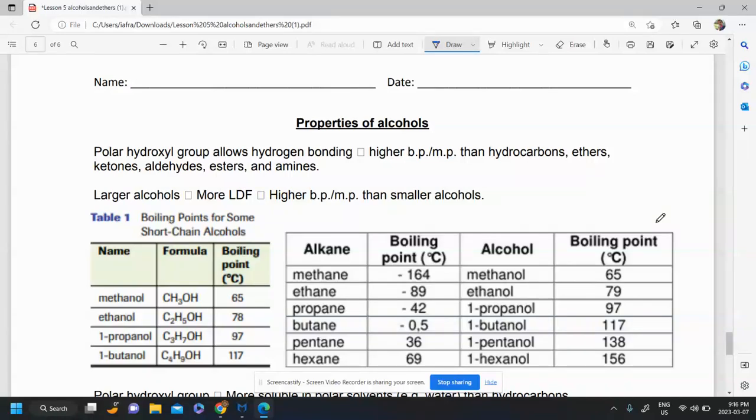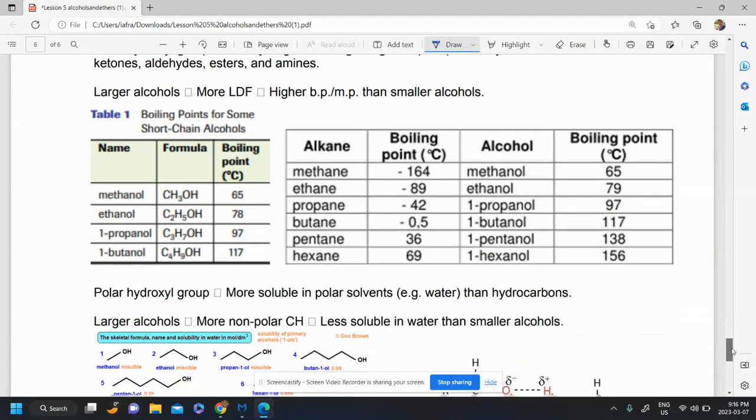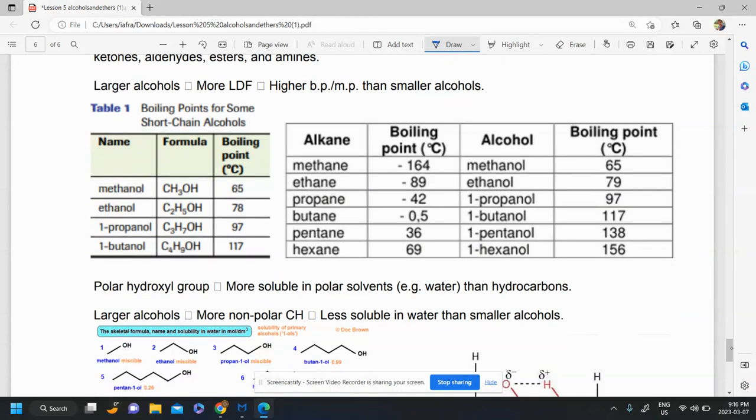In this video, we're going to do a quick overview of the properties of alcohols and ethers. So if you take a look at the data table over here, if you're comparing equivalent alkanes to alcohols, you'll notice that the alcohol always seems to have a higher boiling point. So ethane to ethanol, ethanol wins. Propane to propanol, propanol wins. Hexane to hexanol, hexanol wins.